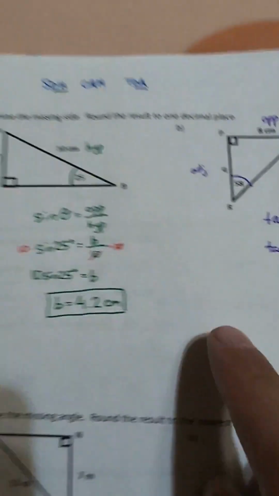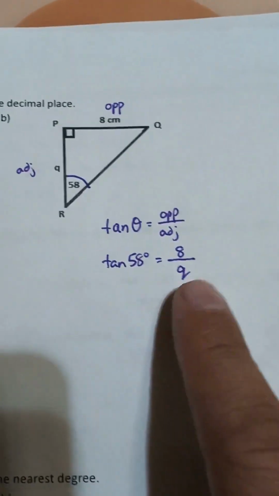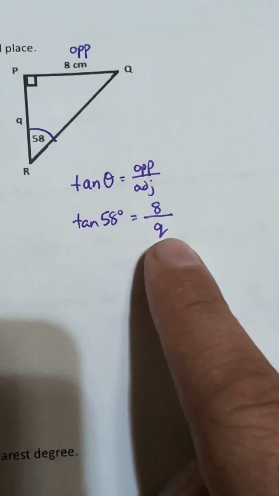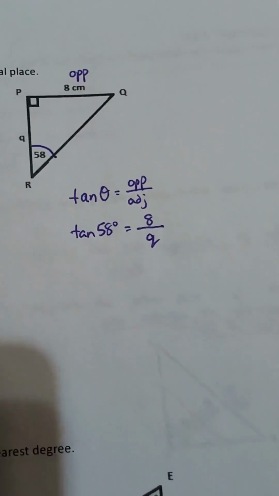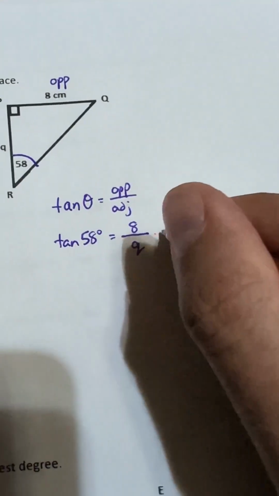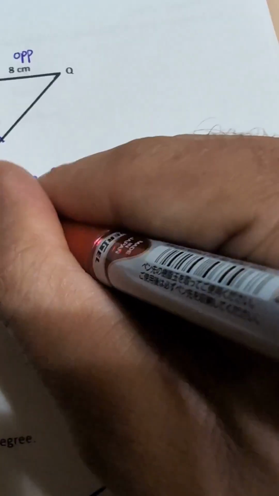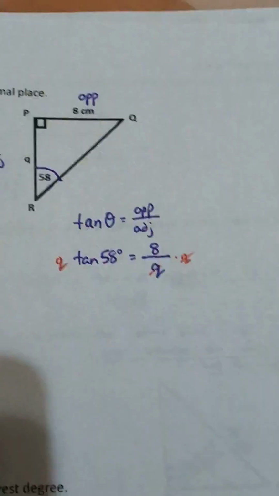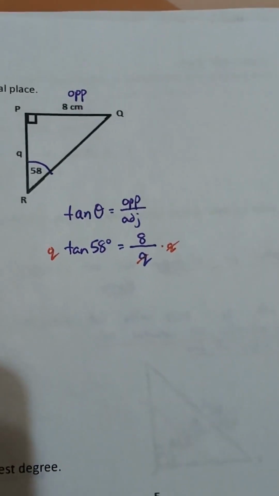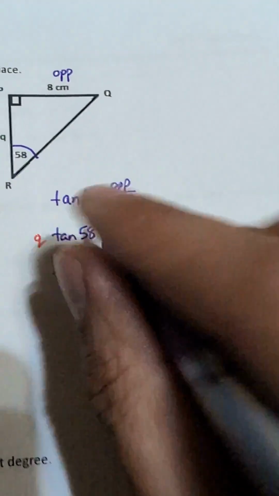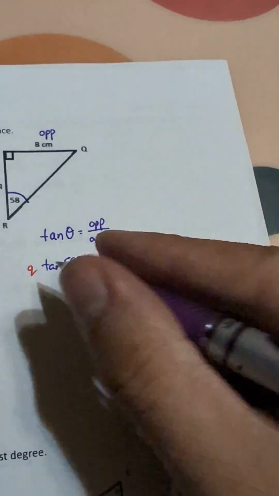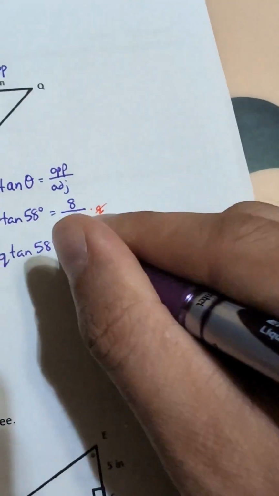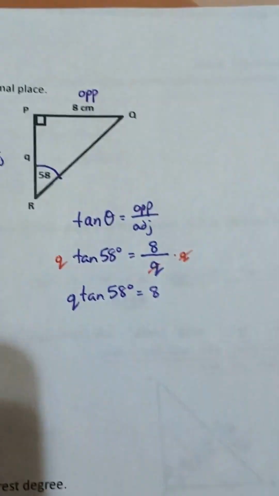And so now we once again have an equation where we only have one thing we don't know, but this time the thing we don't know is stuck in the bottom of the fraction. And so we could multiply by q to help get rid of the q in the bottom of the fraction, because it's annoying trying to solve for something when it's in a denominator. And we get q times tan 58 equals 8.